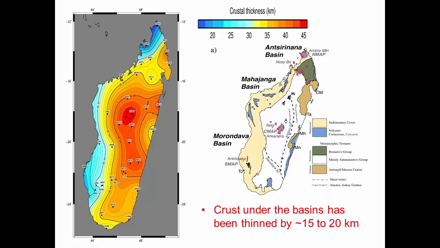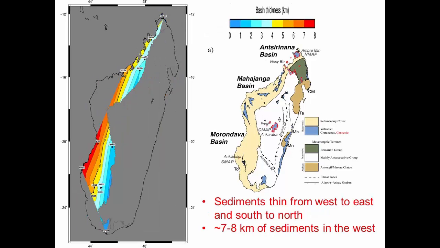So there's been a tremendous amount of crustal thinning under these basins. So what else can we learn about the basins from this kind of imaging? Well, we can map the thickness of the sediments. That's what's shown here in colors, and this gray boundary here, just to orient you again, is the basement, the contact between the basins and the Precambrian basement to the east.